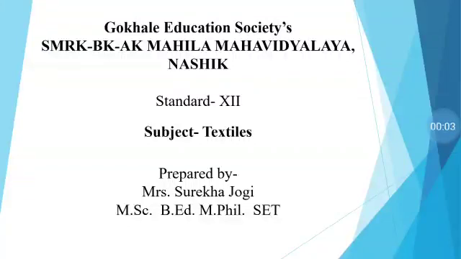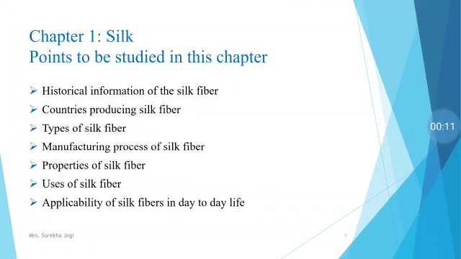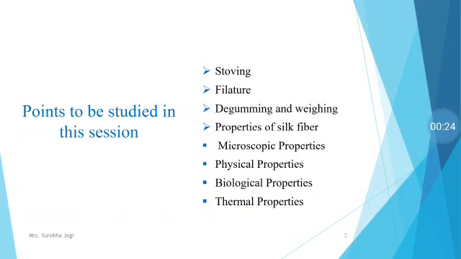Dear students, welcome back to the next session of chapter 2, that is silk. In the first session, we had completed historical information of the silk fiber, countries producing silk fiber, types of silk fiber and manufacturing process of silk fiber. In this video, we will talk about stoving, filature, degumming and weighting and properties of silk fiber, means microscopic properties, physical properties, biological properties and thermal properties in detail.